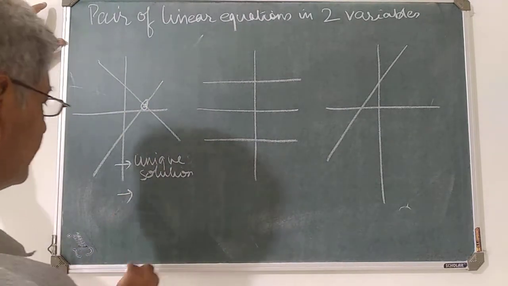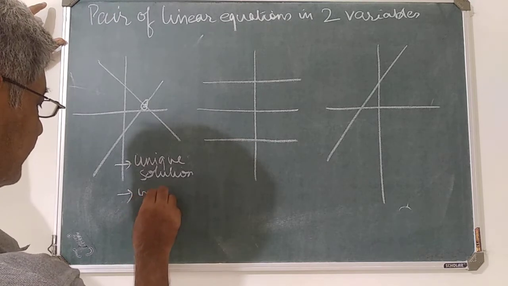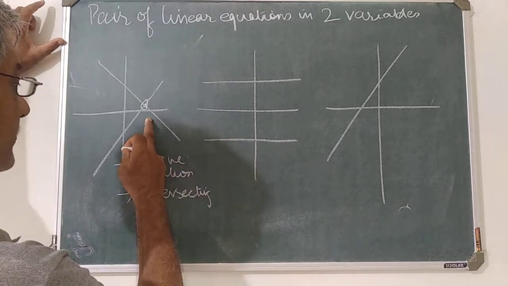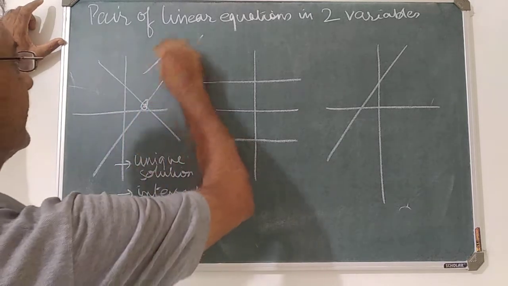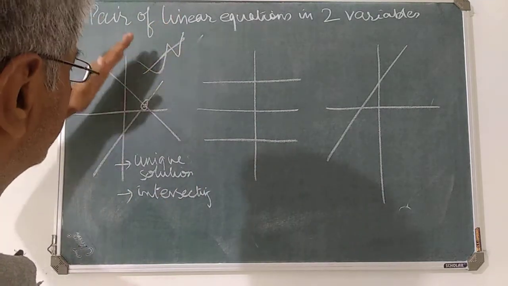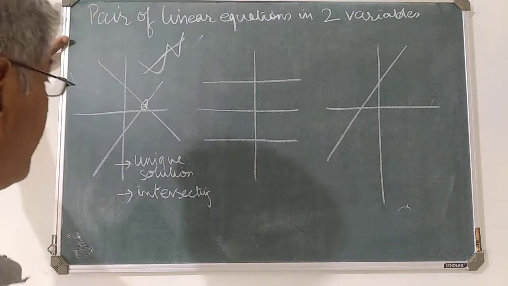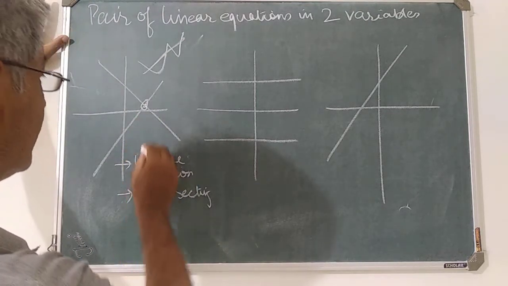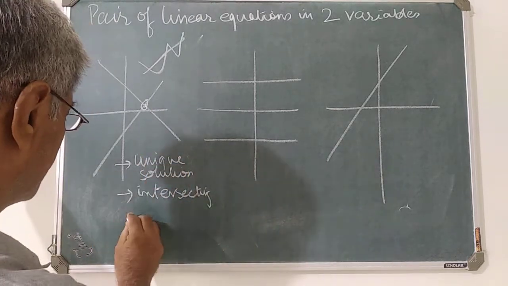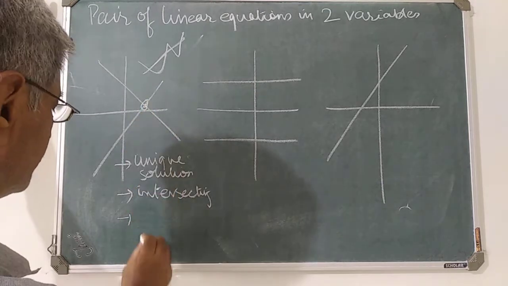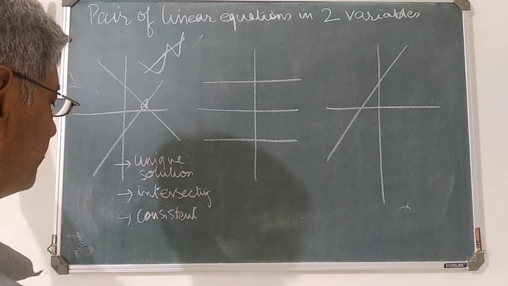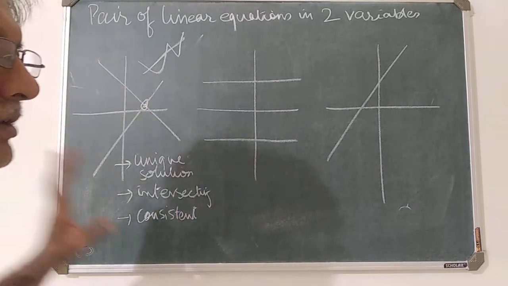That is why it is called intersecting. It is intersecting at one point. We cannot have two lines intersecting at many points, then these are not lines. It can intersect only at one point, unless of course it is parallel, which we will see here. The third one is, because it has a solution, it is called a consistent pair of equations. Consistent, there is a solution.